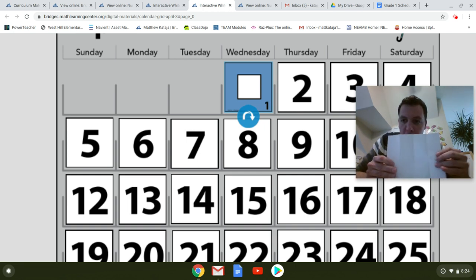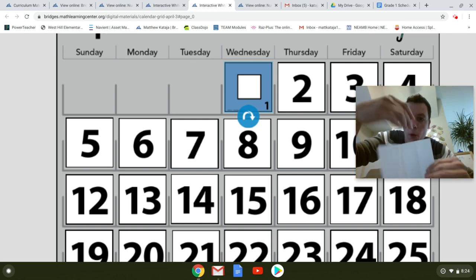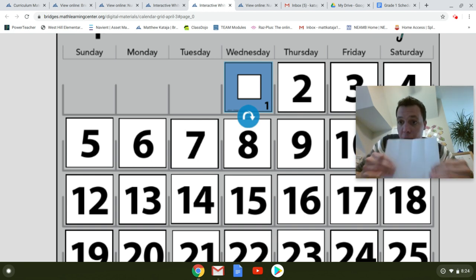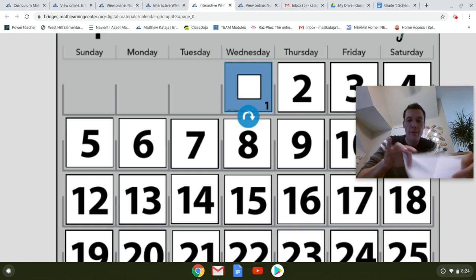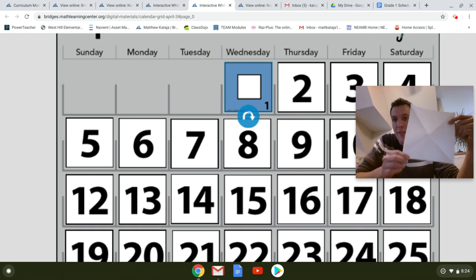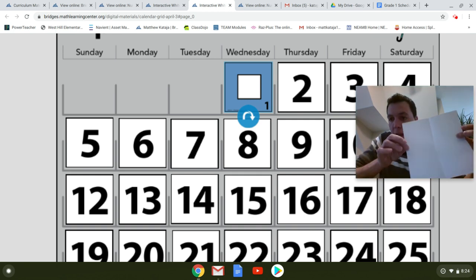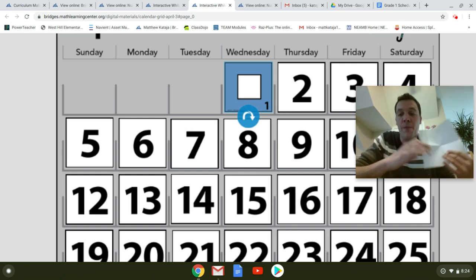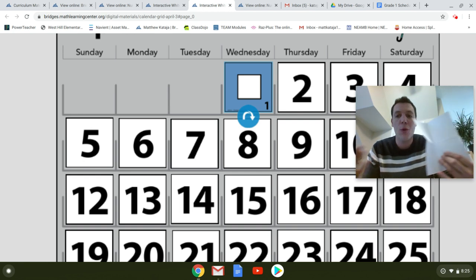So, pretend that this is 1, 2, 3, 4. 4 equal parts of the square. That means each part is what fraction? 1/4. And I've been saying equal parts.